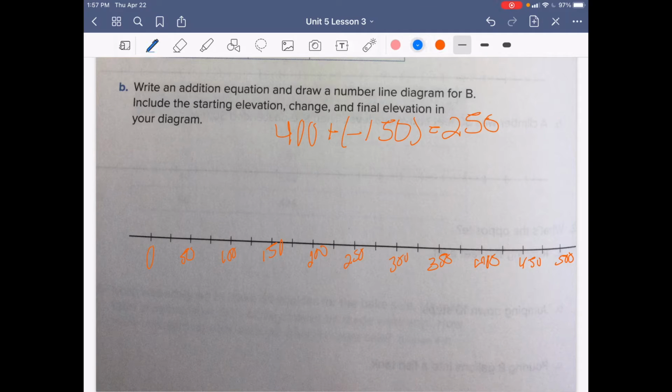All right, so we're going to draw in what we had for 400. That's where we started. So we're going to draw in our 400. And then we can go ahead and draw in our subtraction. So we're going to count back by 50s until we get to 150. So 50, 100, 150. And that's going to put us right here at 250. So we're just showing our movement, how we moved.